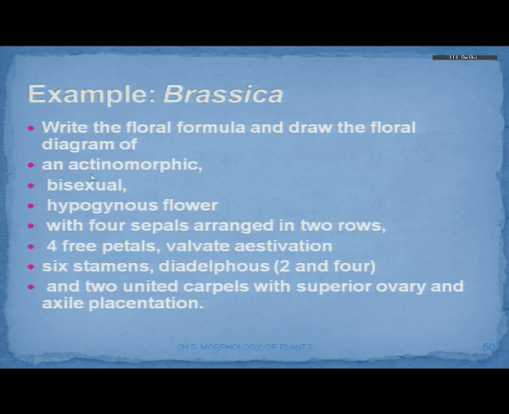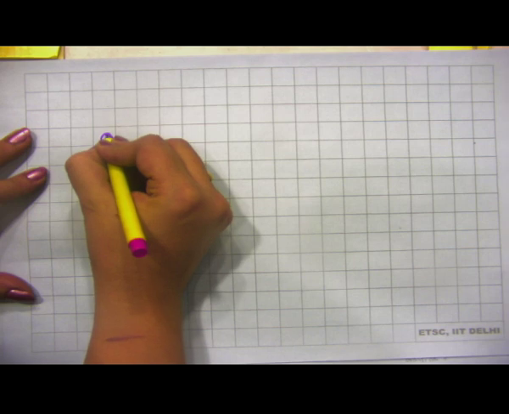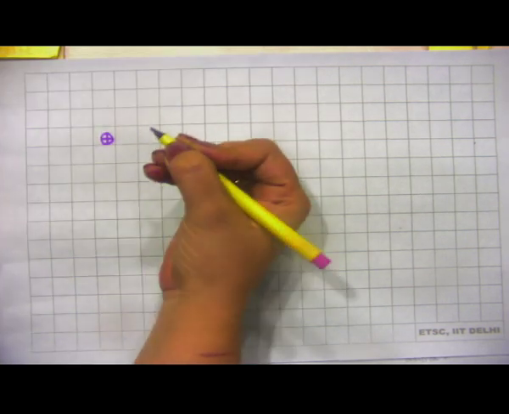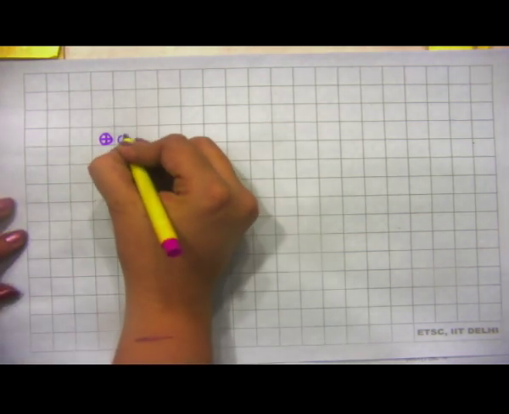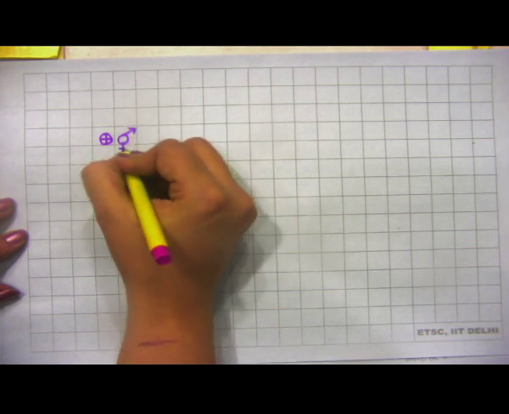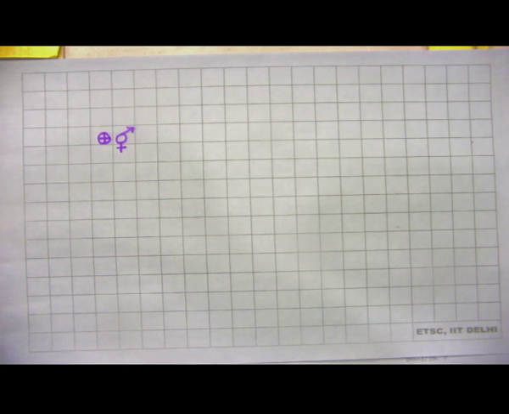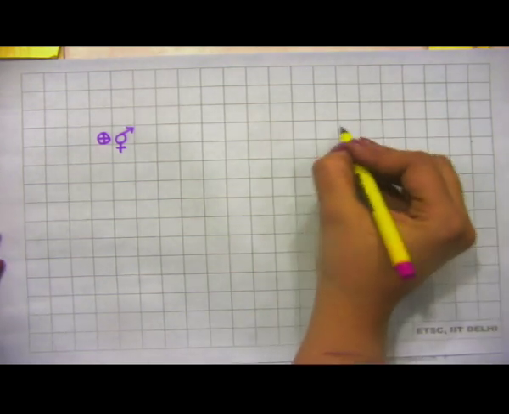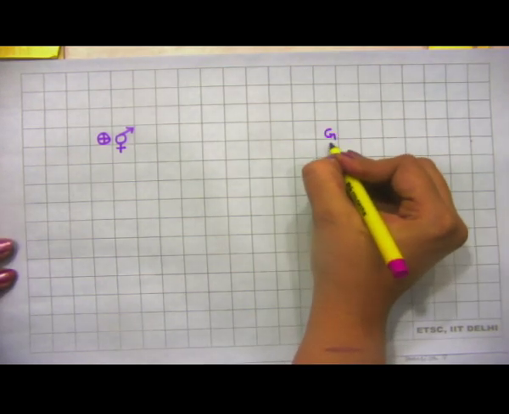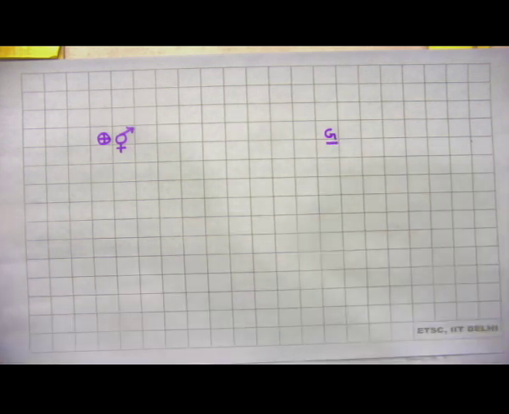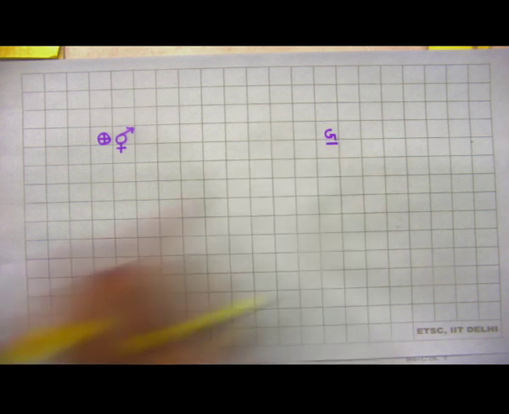The floral description begins that the flower is actinomorphic. So, what was the symbol for actinomorphic? This, right? Then it says the flower is bisexual. So, I will draw the symbol of bisexual. Then it also says the flower is hypogynous, but we write about the ovary in the end. So, just to remember, I will write G followed by the dash, that is, it makes the ovary superior.